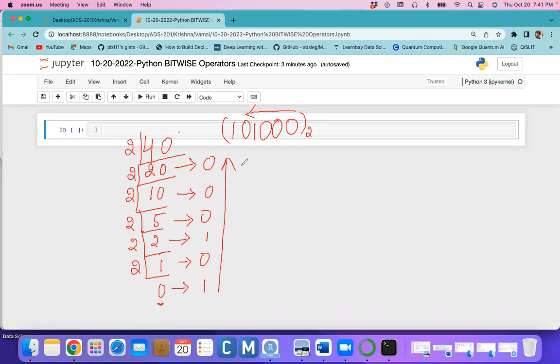Why am I explaining this? Because internally Python works on binary data only. So why we are getting the result and everything, if you want to understand, you should know how we can convert a decimal number to a binary number as well as a binary number to a decimal number.